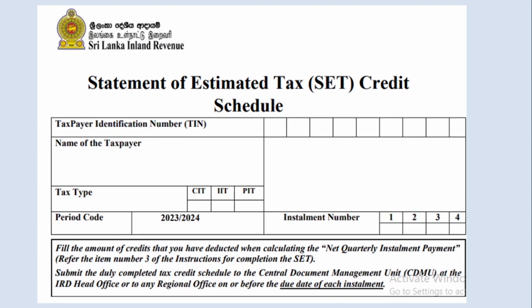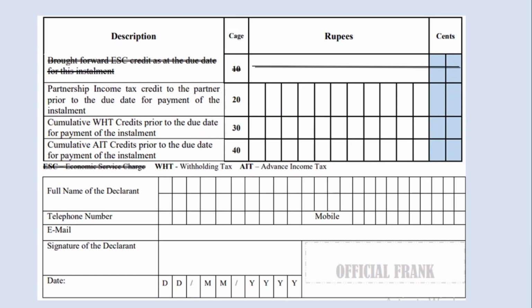That means all the credits you have deducted in your said form should be mentioned here. Your TIN, your details and everything you have to mention, and the tax type, if you are a CIT, IIT or PIT, so you have to separately mention who you are. This credit schedule will help you to calculate the net quarterly installment payment. Then these are the details of the credit schedule.